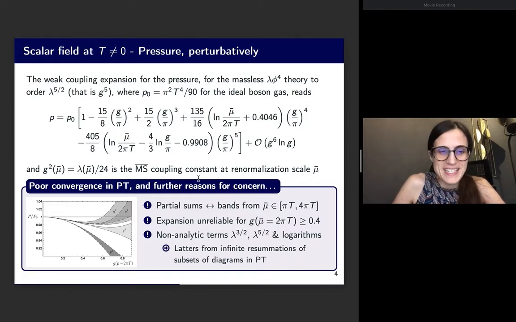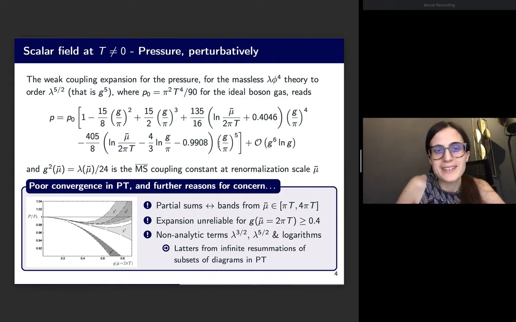What can we say about this weak coupling expansion of the pressure? First of all, that there is some poor convergence in perturbation theory, and secondly, there are further reasons for concern that I would like to comment on by showing you this figure, where you can see some bands. The fact that we have bands depends on the fact that a range of mu bar has been considered at any given order in the expansion. And the first remark you can make by looking at g with powers higher than 2, so at these 3 bands, is that nevertheless the expansion seems to be unreliable as soon as g is made larger than 0.4.